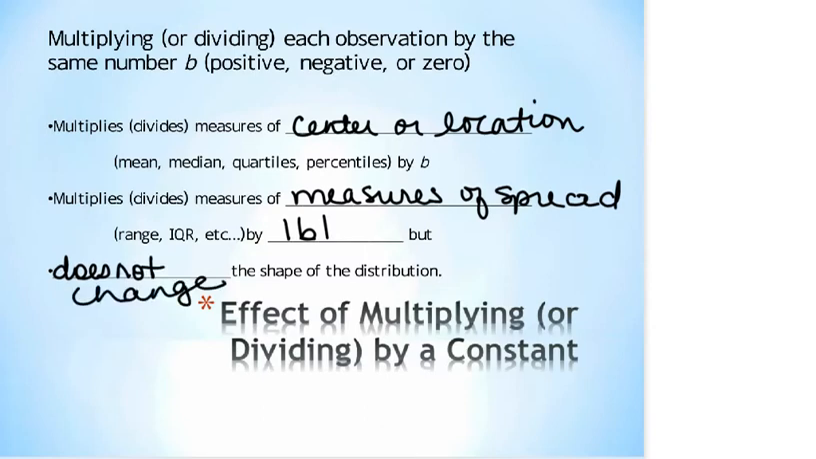So if we add or subtract, we're simply moving it horizontally on a number line in essence. If we multiply, we can spread it out, we can shrink it down, but we will not change the basic shape of our distribution.